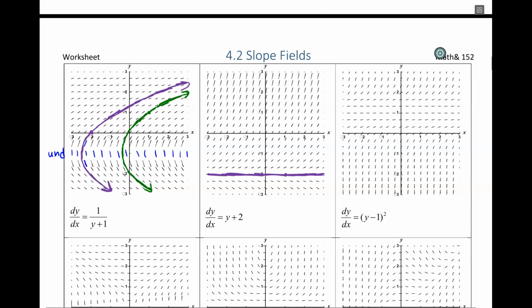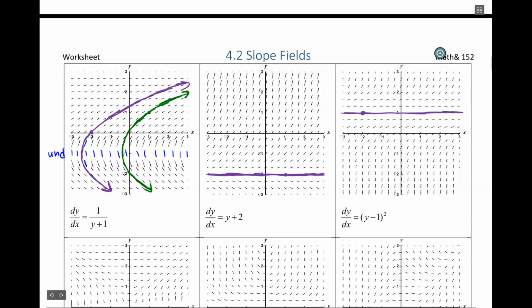I see the same thing happening on the next graph. It looks like, what would it be? At y = 1, I'm going to have an equilibrium solution. So if you're given the point (-2, 1), for example, anything with a y coordinate of 1, you get stuck on that horizontal line. That's called an equilibrium solution. So you'll get asked about those sometimes in your homework.